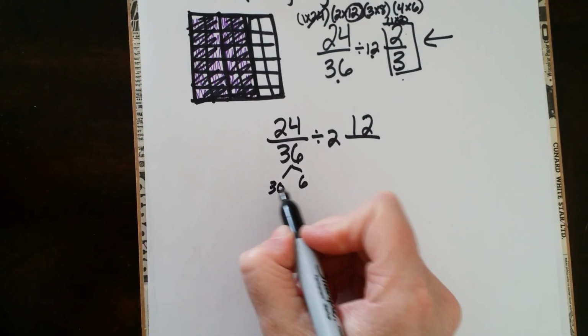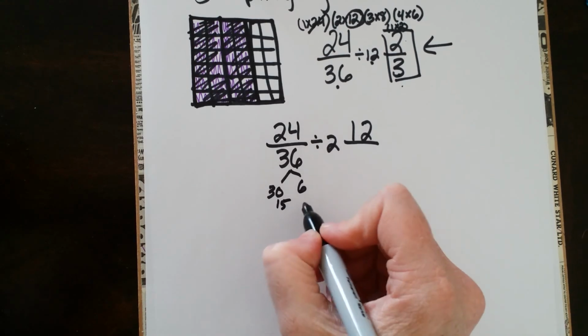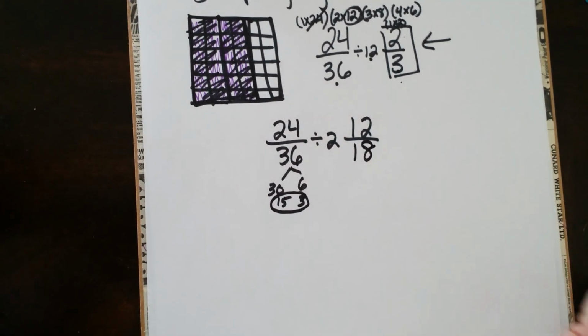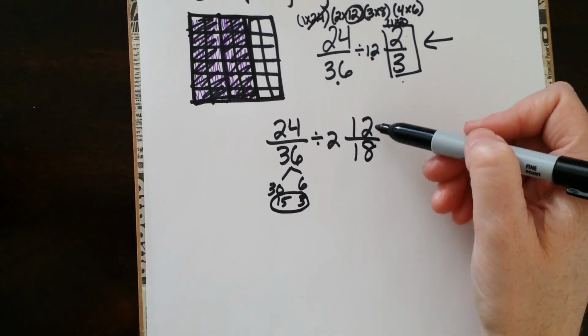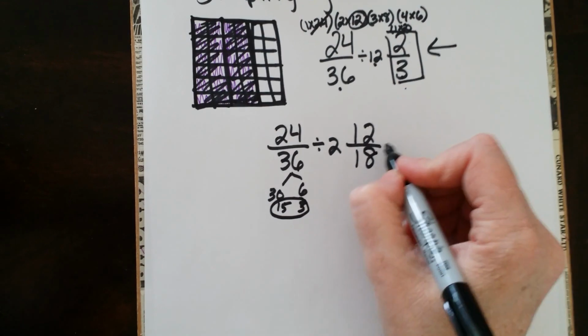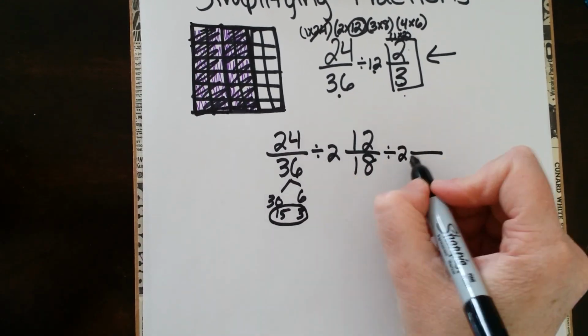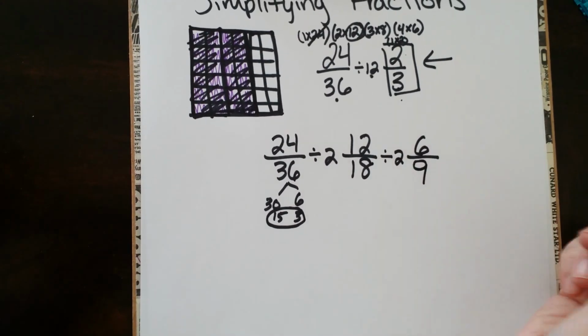What goes into 30 2 times? Well, 15 does. What goes into 6 2 times? 3 does. So you know that 18 goes into 36 2 times. Then you have to ask yourself, is there anything that can go into both of those? Yes, there is. You might see 2. You might see 6. 12 divided by 2 is 6. 18 divided by 2 is 9.